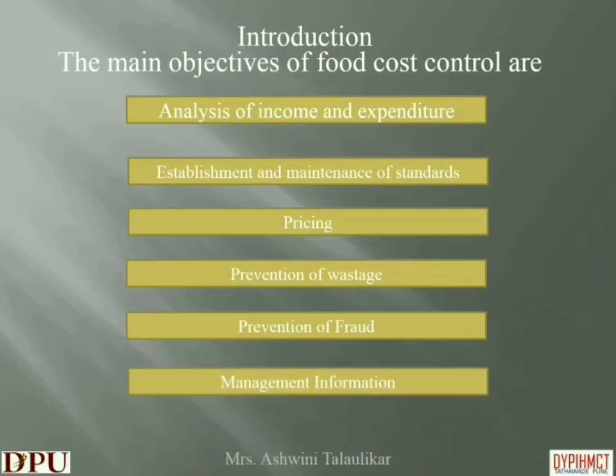The last objective of food control is management information. A control system has an important task to fulfill in providing accurate, up-to-date information for the preparation of periodical reports for management. This information should be sufficient so as to provide a complete analysis of performance for each outlet of an establishment for comparison with set standards previously laid down.